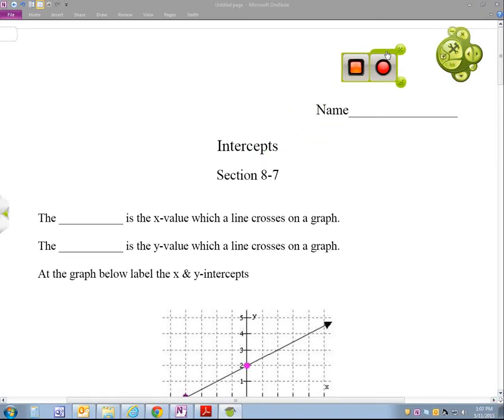So when we think of an interception, as somebody just said for football, whenever we think of an intercept, we think of when two lines cross each other. Whenever you think of an intersection with roads, it's when two roads meet. All right? So today we're going to be talking about intercepts.